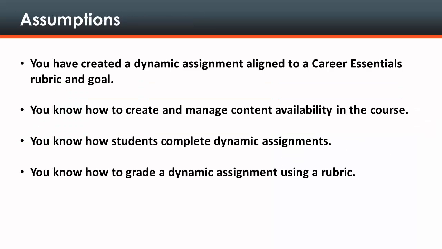This tutorial makes the following assumptions. You already know how to create a dynamic assignment aligned to one Career Essentials rubric and goal in a course section. Also, you already know how to create and manage content availability to students in the course. Also, you already know how students complete dynamic assignments and how grades are assigned to student assignment attempts. If you do not know how to perform these steps, please refer to the Step 1 Alignment Training Materials in the Faculty Support website for tutorials and support options.